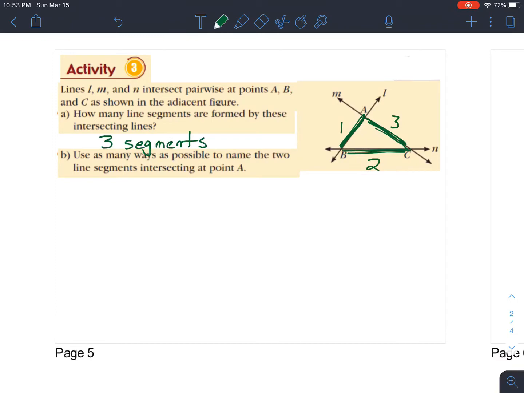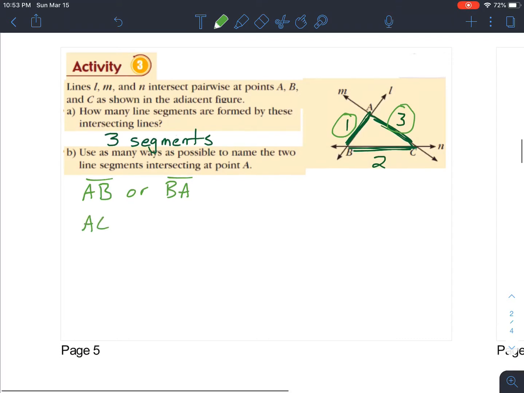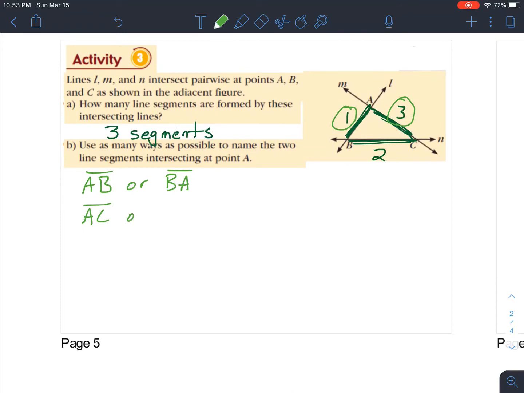Okay, part B then, use as many ways as possible to name the 2 line segments intersecting at point A. So from this picture here, that's going to be the ones that I have marked as 1 and as 3. So that's going to be either AB, or we could call it BA as well. And then for number 3 there, that can be called line segment AC, or we can call that CA.